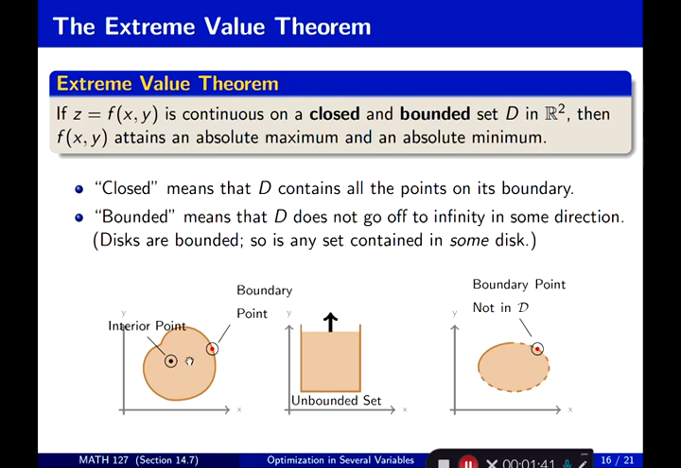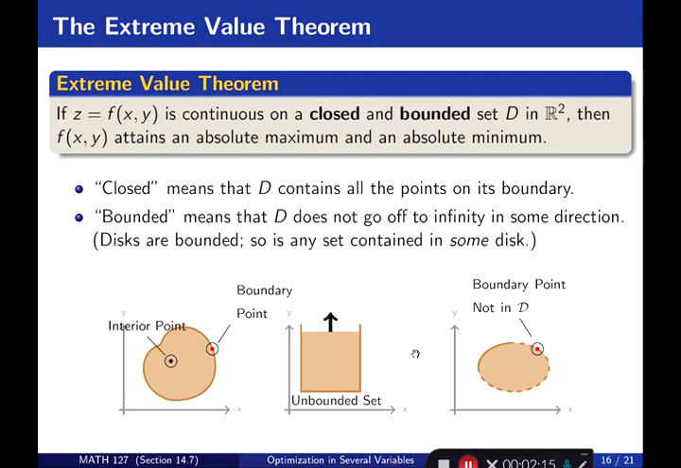Now, the one on the left and the one on the right are both bounded. The one on the left is closed. The one on the right is not. But the one in the middle is an unbounded set. As you can see, one side goes to infinity. So basically, the one on the left is the one that satisfies the extreme value theorem if you have a function that is continuous over this domain.